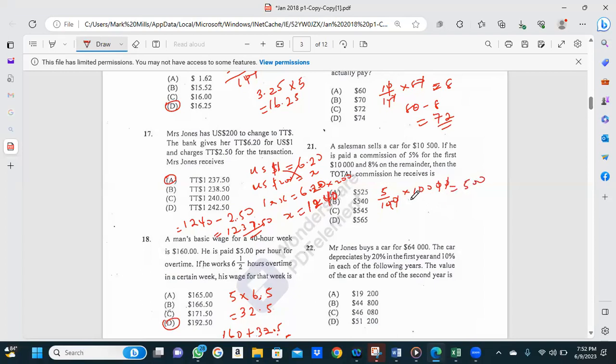Then they say the remainder is 8%. So that would be 8/100. The remainder would have 8%. After we find the 10,000, what would be the remainder? Out of the 10,500, and we check out for 10,000, what would be the remainder? 500. Then work it out, that gives me 40. Then add the 500 plus 40, which gives me 540. So the answer would have been B.